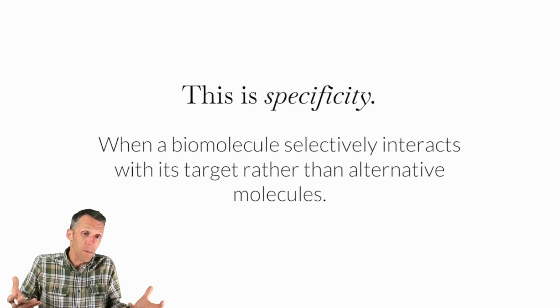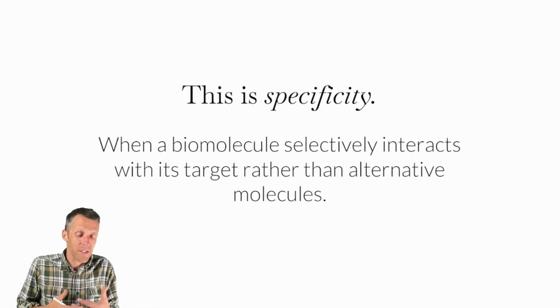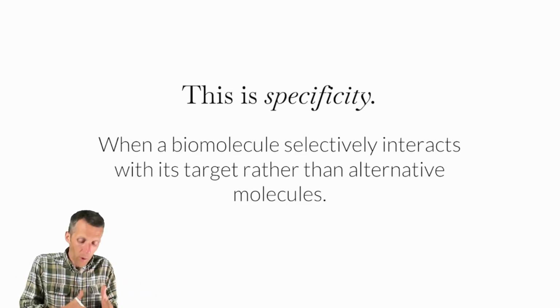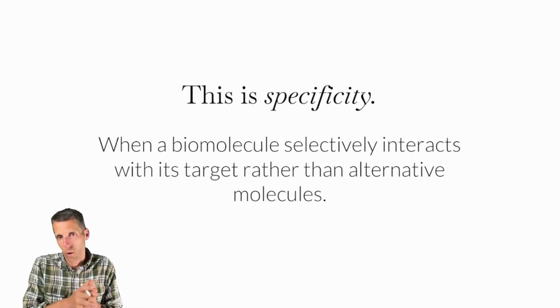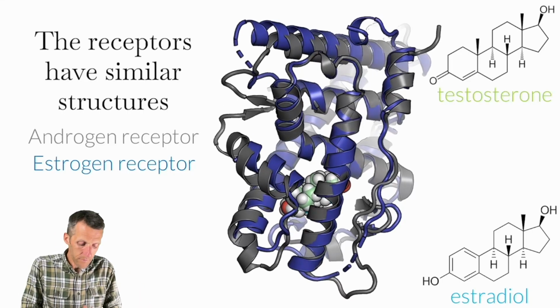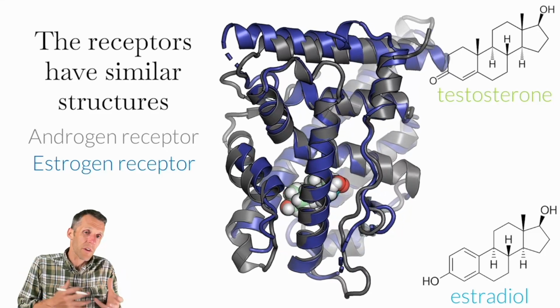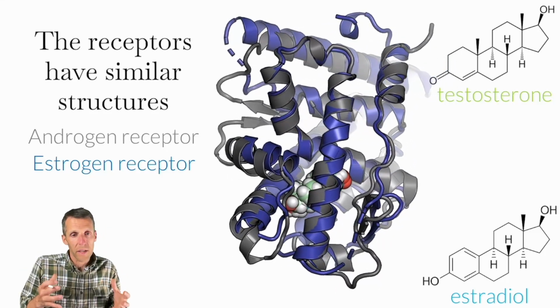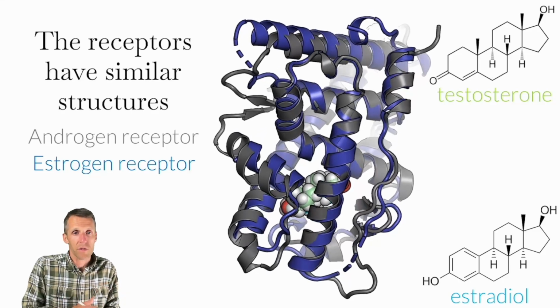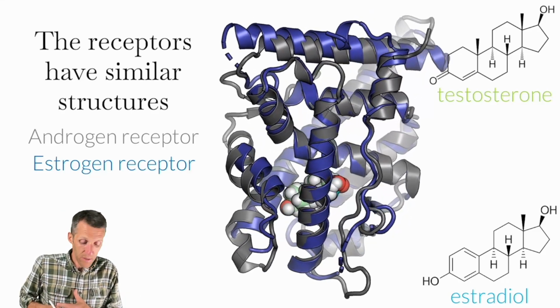This has a name, or the biological concept here is that of specificity, and it's when a biomolecule selectively interacts with its target rather than alternative target molecules. Now, if we look at the receptors that are doing the recognizing, they're quite similar to each other. I've overlaid the two of them. The androgen receptor is in gray, the estrogen receptor is in blue.